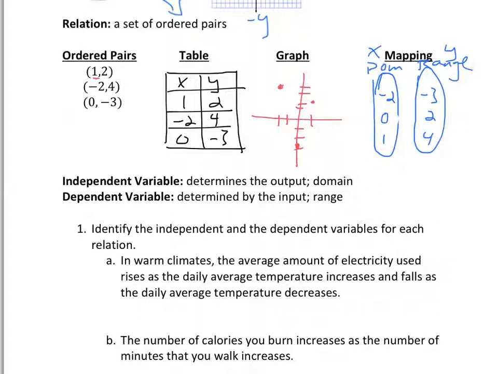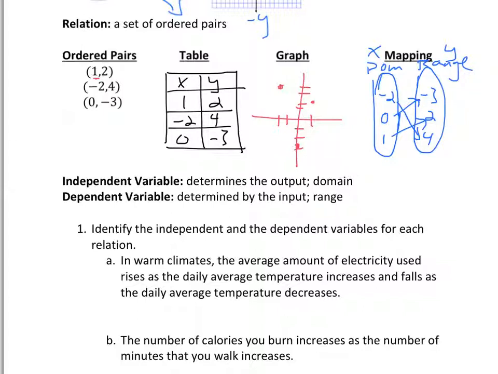The beauty of this is you just draw the arrows to show the connections between them. So 1 goes along with 2, 0 goes along with -3, -2 goes with 4. You can see the connection, you can kind of see patterns that way. So those are 4 different ways to represent a relation. Last thing we're going to go over before we jump into the examples is the difference between an independent and dependent variable.